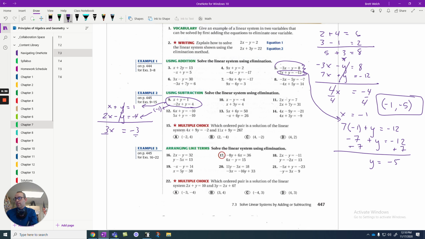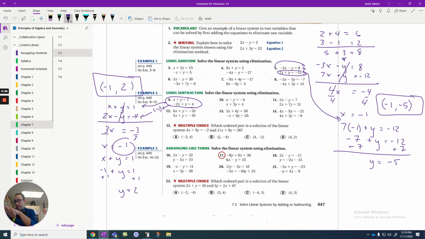Dividing by 3, x equals negative 1. I promise x is not always negative 1. But to find my y, I do have to plug back in. So let's take this top equation, x plus y equals 1. If x is negative 1, plus y equals 1, right? We got x was negative 1. I'd have to add 1 to both sides so that y would equal 2. And so there's my full answer for question number 9.